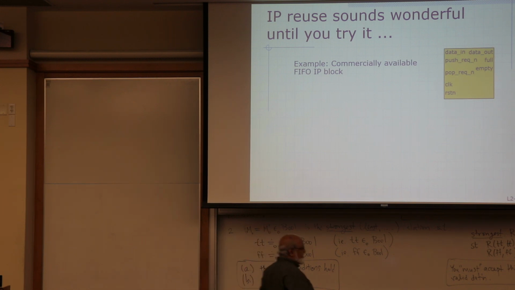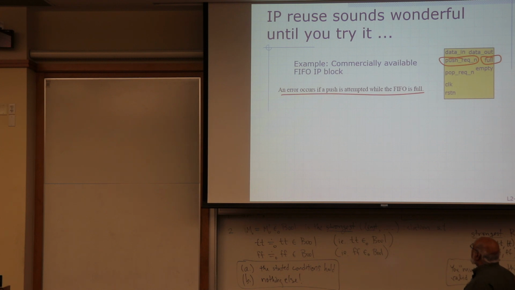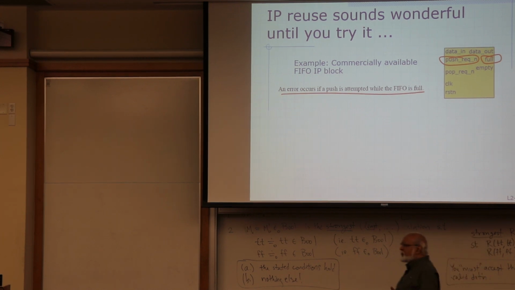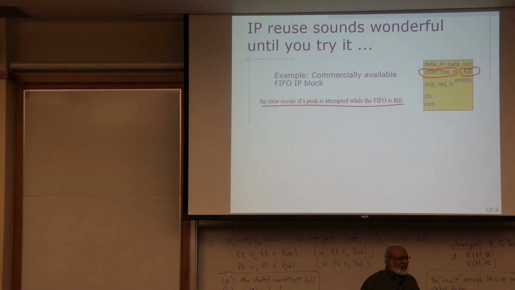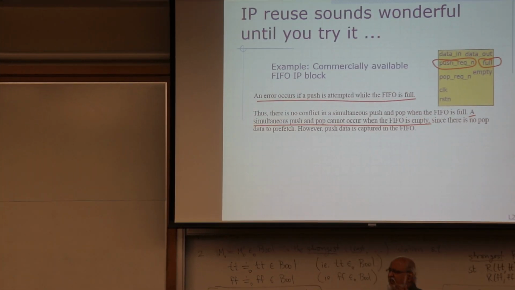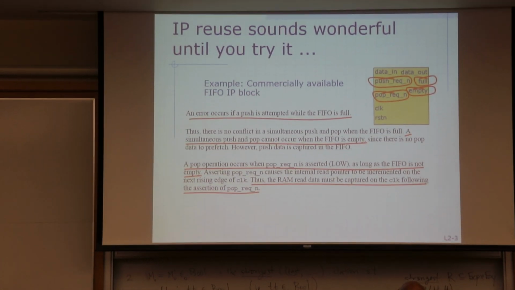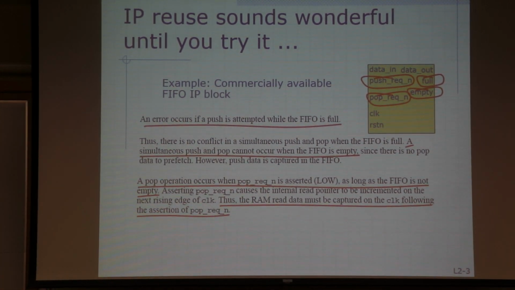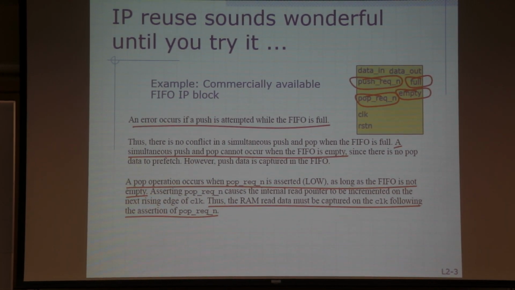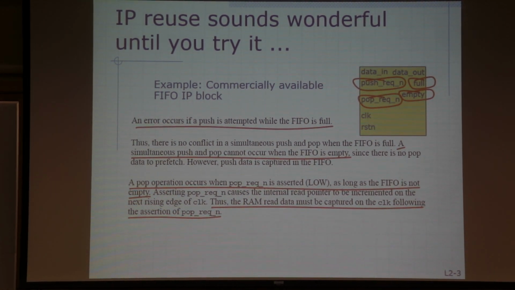So there is this picture. And then when you start reading it, you will find statements like this. An error occurs if a push is attempted while the FIFO is full. Yeah, sure, makes sense, right? Okay, what does this say? Thus, if there is no conflict in simultaneous push and pop when the FIFO is full, a simultaneous push and pop cannot occur when the FIFO is empty. And it goes on and on. It'll get more bizarre. Read the next one.